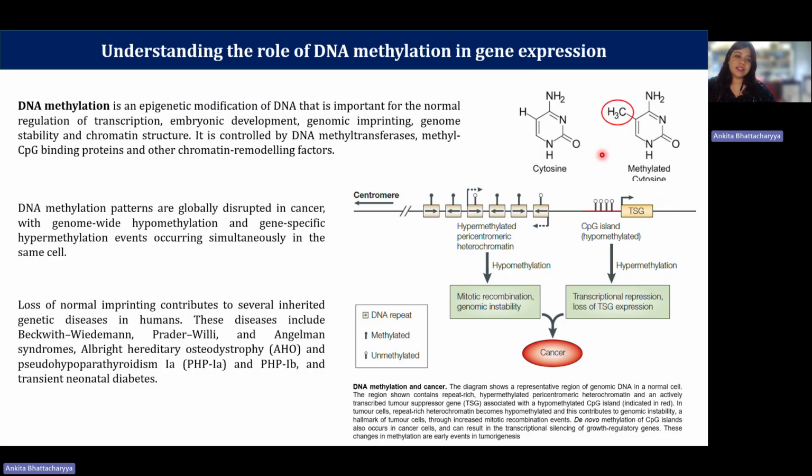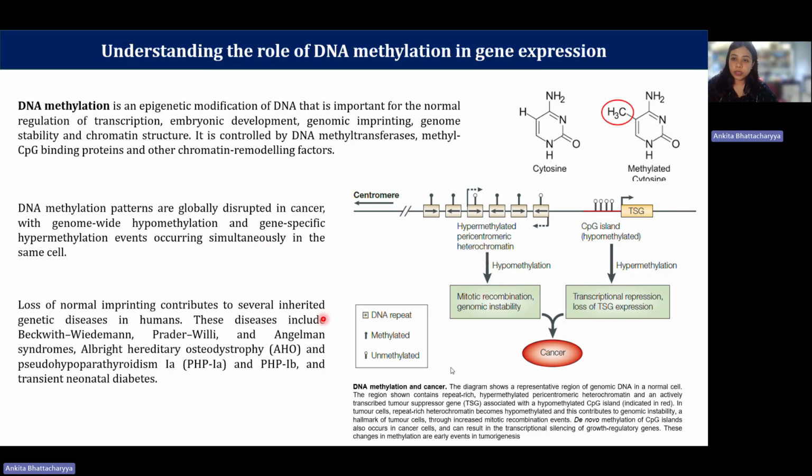variability in context of cancer, like there can be genome-wide hypomethylation, that overall the methylation mark is reducing, but for certain specific genes, hypermethylation might occur, that there is excess methylation at certain sites, which sometimes can also occur simultaneously in the same cell. Now, the loss of normal imprinting contributes to several inherited genetic diseases also. That includes Beckwith-Wiedemann, Prader-Willi syndrome, Angelman syndrome, etc.